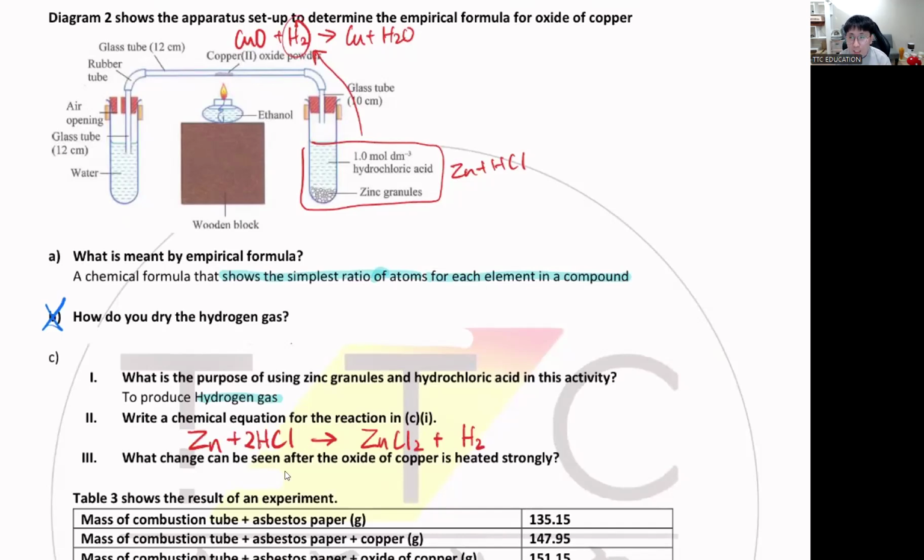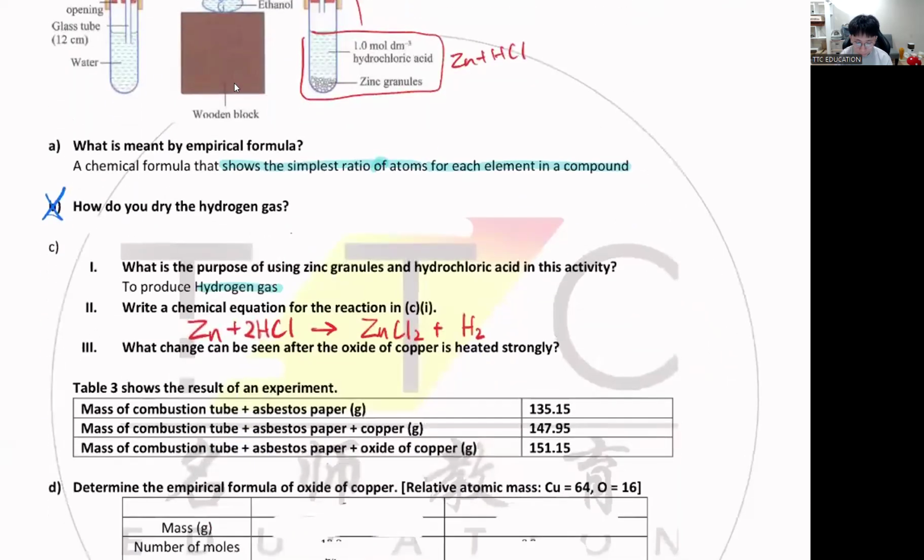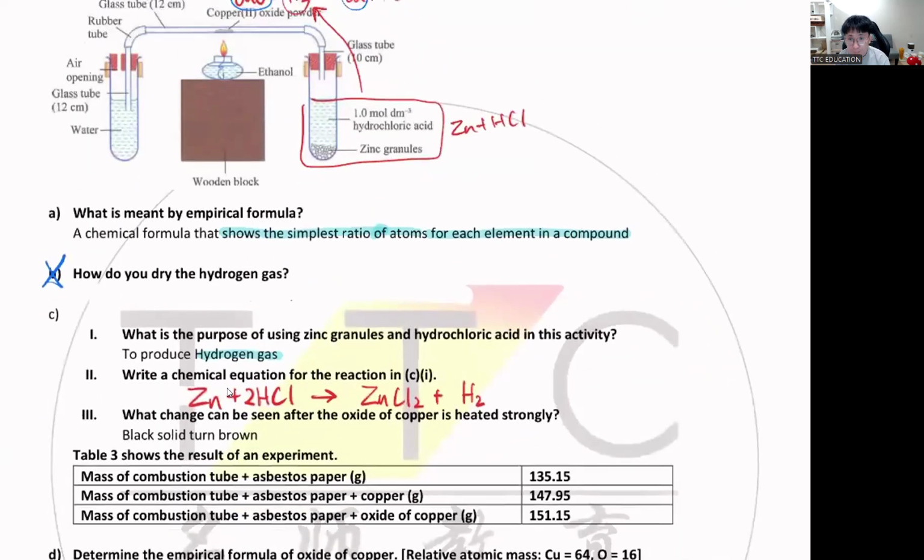Okay, what change can be seen after oxide of copper is heated strongly? This is one of the observations that you can see. Originally, copper oxide is black. After you heat, it becomes a normal copper. It will be brown. So black solid turns brown.